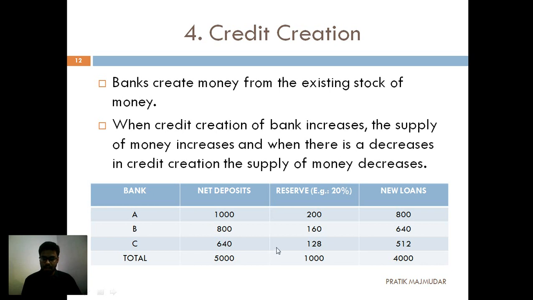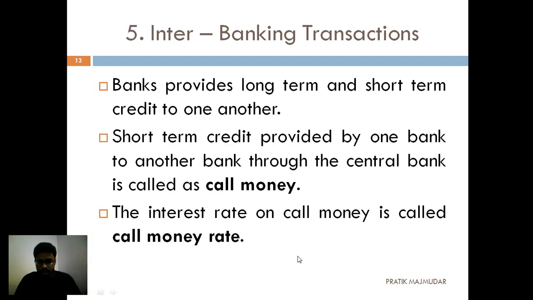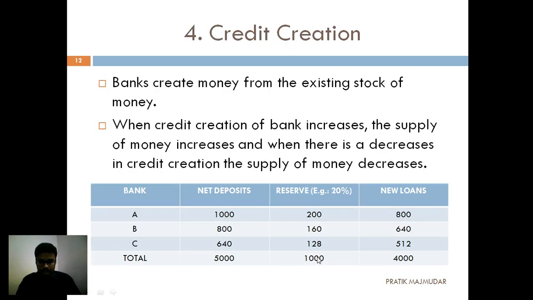Then bank C has 640, 20% of that is 128, leaving 512. That means the total deposits of all the banks come to 1800, 640. Then for the rest, for example, let's take the total of 5000. The 5000 came to the different banks, and we are making reserves of 20%, so you are going to get 4000 as loans. Okay, so this is called credit creation.